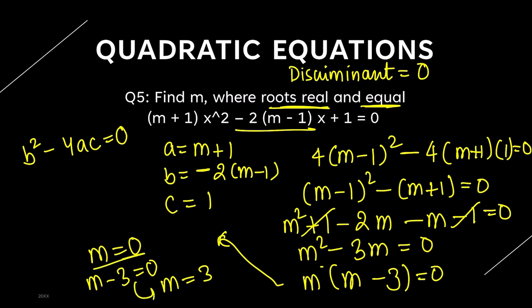So for the two values, m is equal to 0 and m is equal to 3, this is possible, right? If you want to check, you can put m is equal to 0 and you will find the discriminant equal to 0. Roots are equal and real, or m is equal to 3 is also the answer. I hope this is clear. That is why this concept is very important, right?